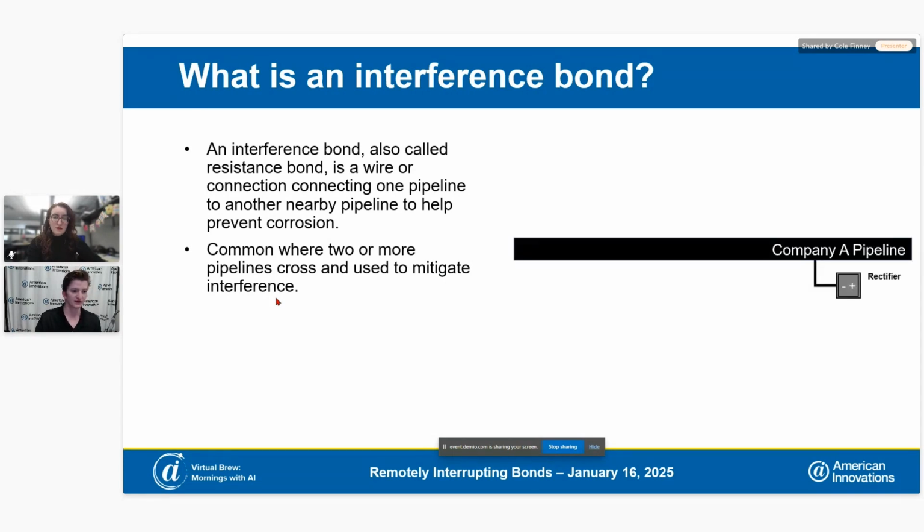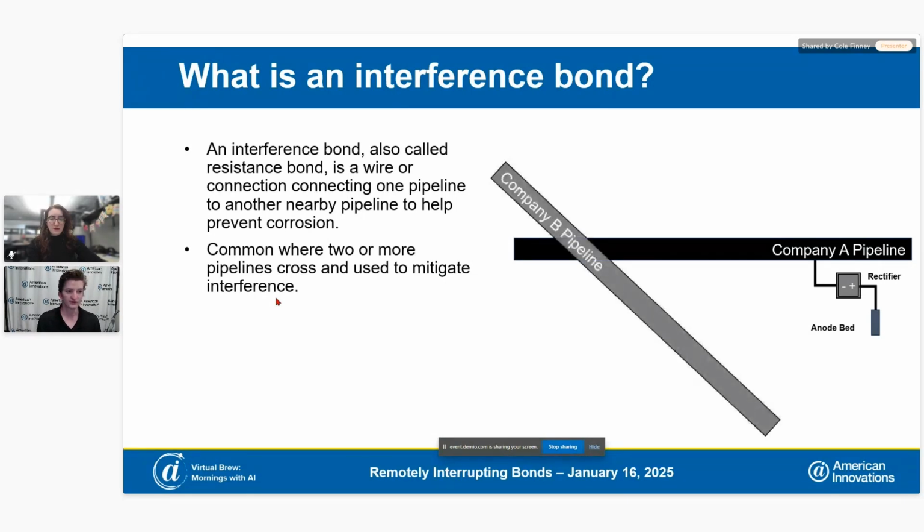Laying out what that looks like, often you have two crossing pipes. As an example, here's company A's pipeline. They have a CP system, with their rectifier and anode bed set up on their pipeline. And there's another operator in that same area with a crossing. This is very, very common. I imagine if I sent another poll in the chat, almost everybody would say yes, we have this happening on our pipelines.